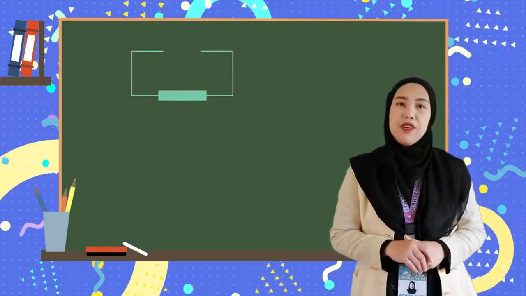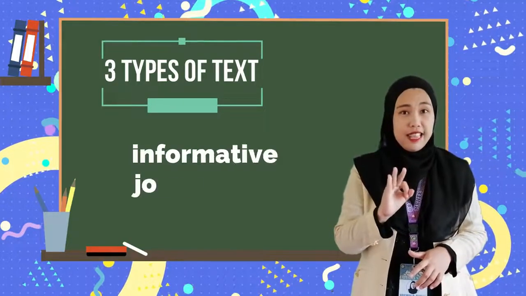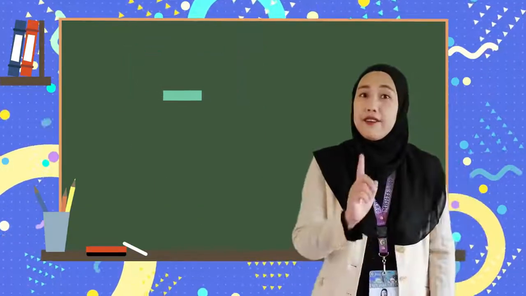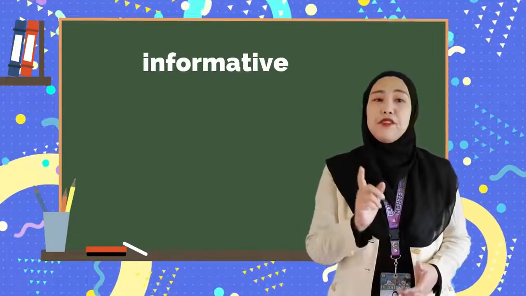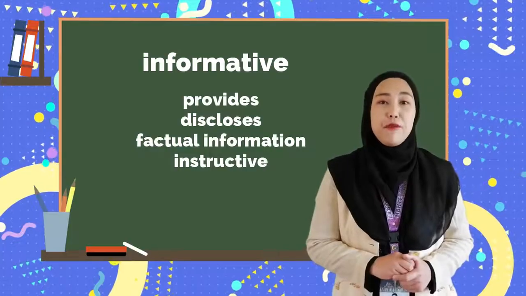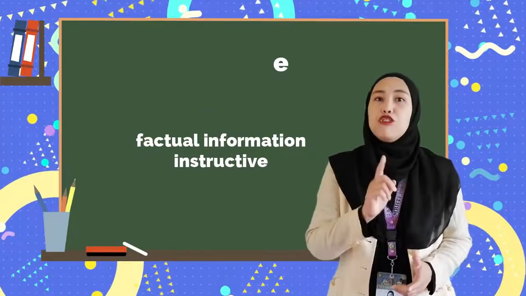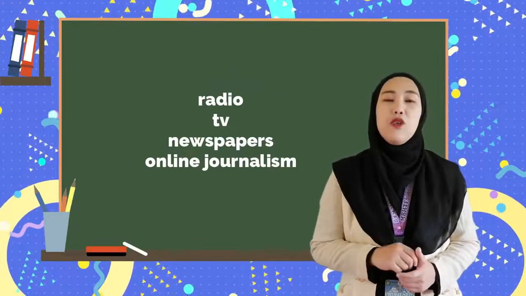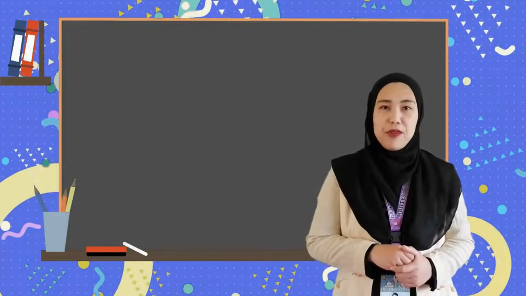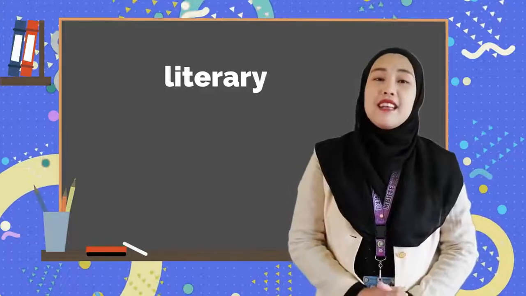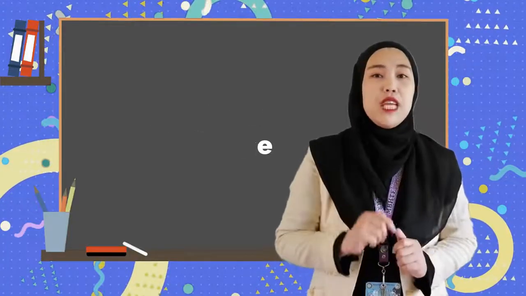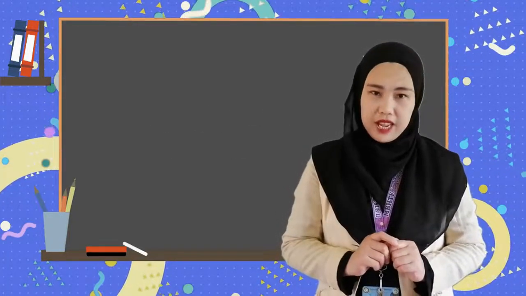Let's do the recap. We have 3 types of a text, namely informative, journalistic, and literary. Remember, informative if it provides or discloses factual information or instructive, and journalistic if it could be a radio, TV, newspapers, and online journalism that presents information. Literary because it has a wide variety of imaginative and creative writing that leads to the appreciation of variety of subjects. Alright, did you understand our lesson very well?